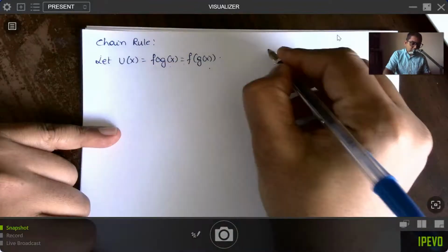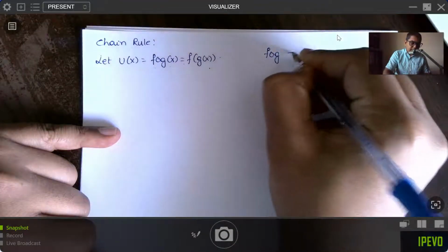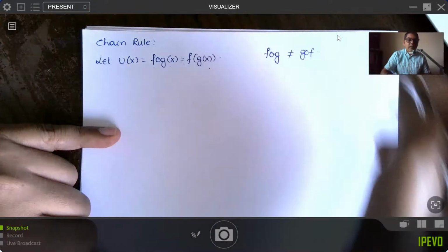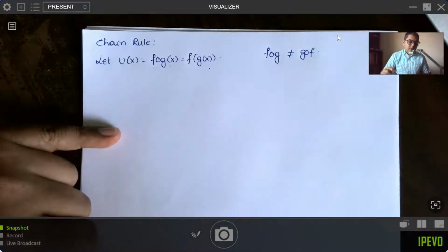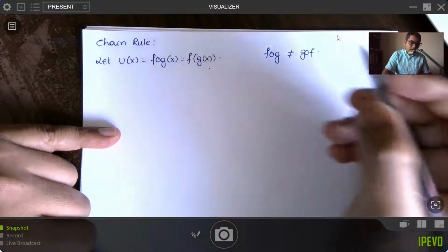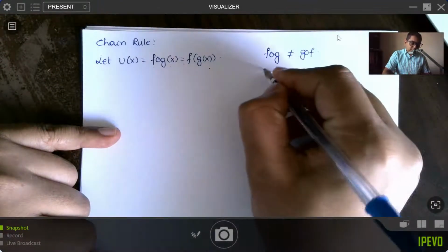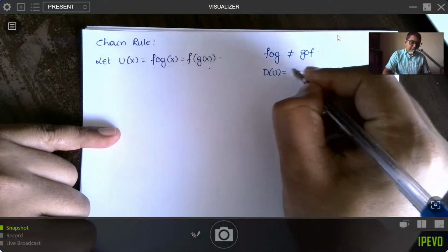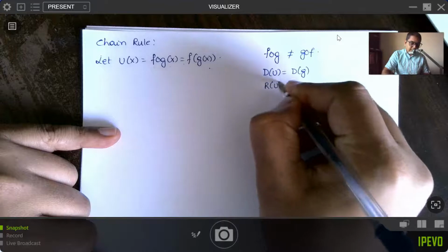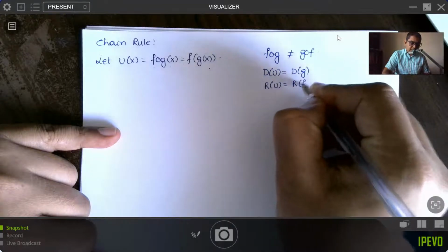Okay, and we also know the order matters. In other words, f circle g is not the same thing as g circle f. In other words, the composition is not commutative. We also know that the domain of the function u is the same as the domain of the function g, and the range of the function u is the same thing as the range of the function f.